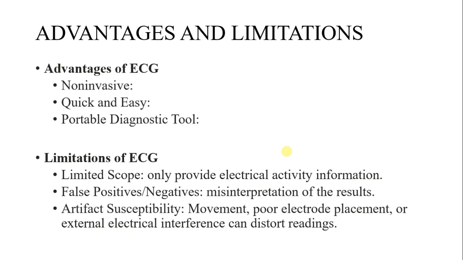What limitations does the ECG have? It has a limited scope. It only records electrical activity information, not physical information. Second are false positives and negatives. We can misinterpret the results, so this also comes under the limitations. Then artifact susceptibility: movement, poor electrode placement, or external electrical interference can distort readings.